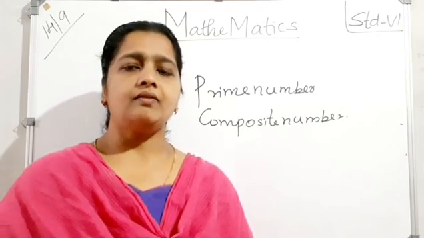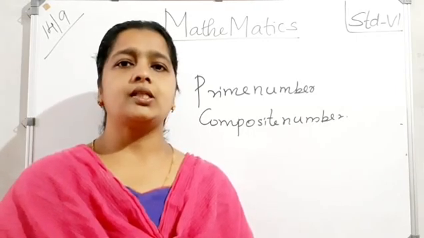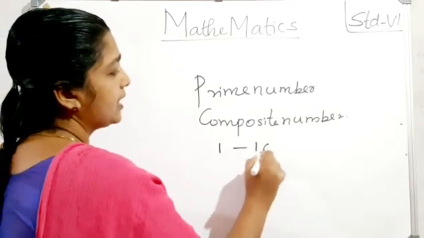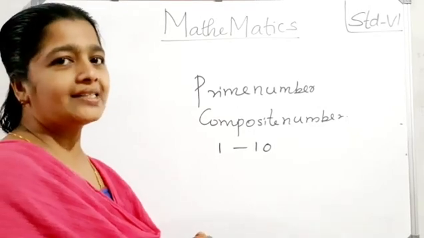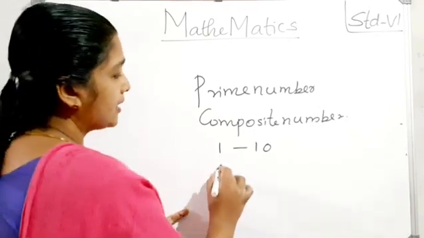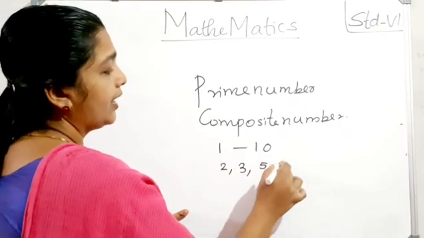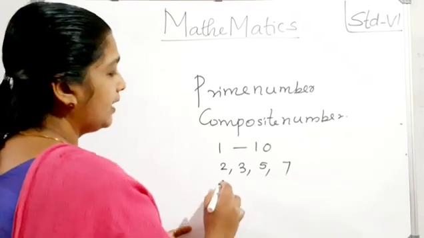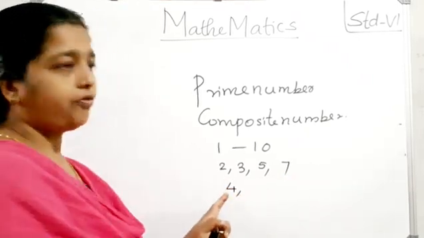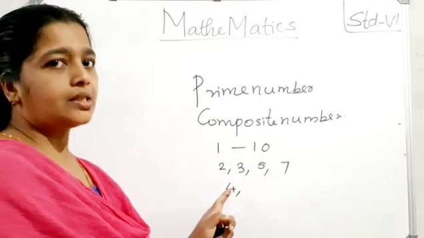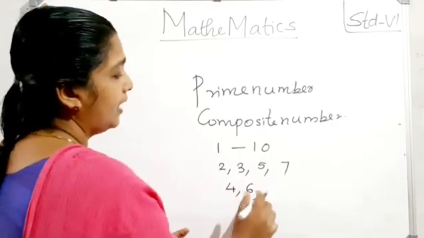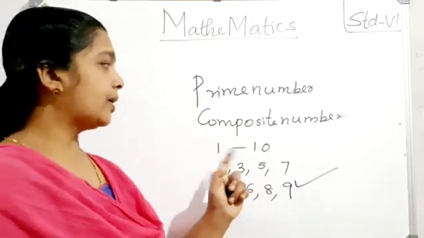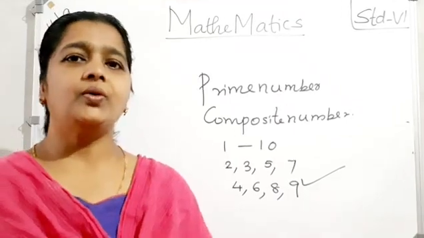Then which is the greatest composite number from 1 to 10? Say the answer. You know the prime numbers are 2, 3, 5 and 7. So from that, 7 is the greatest prime number. Then composite numbers: 4 is the smallest composite number. Next 6, then 8 and 9. So 9 is the greatest composite number between 1 and 10.